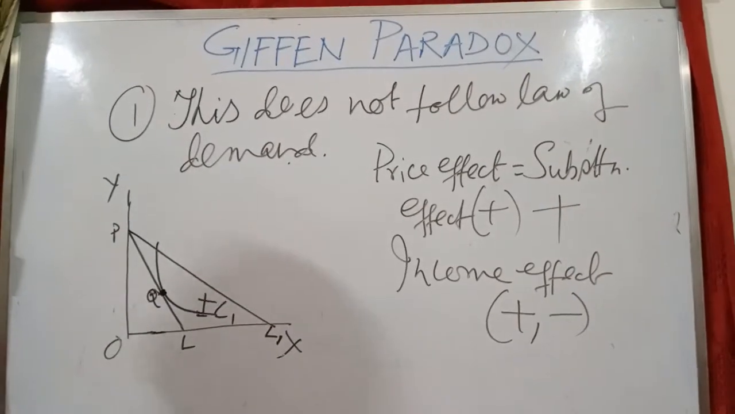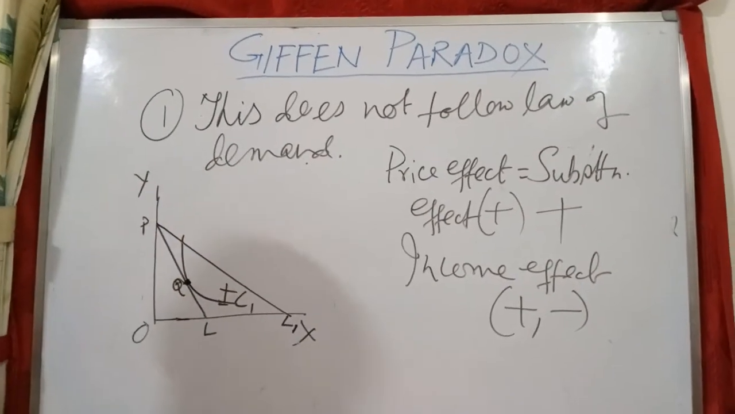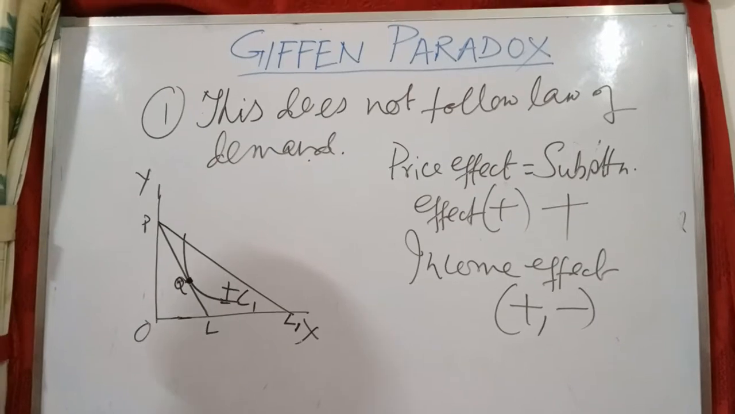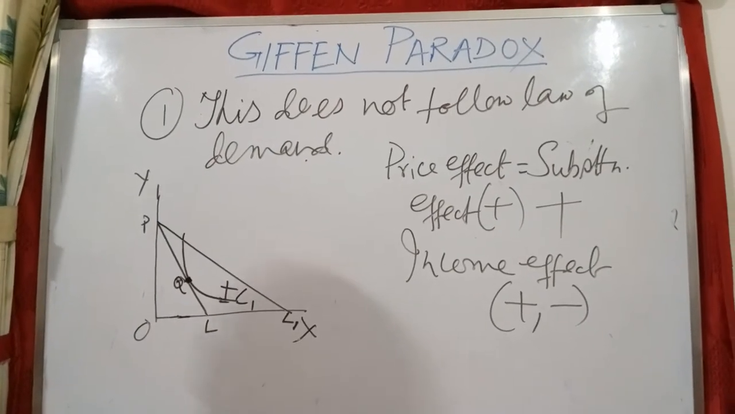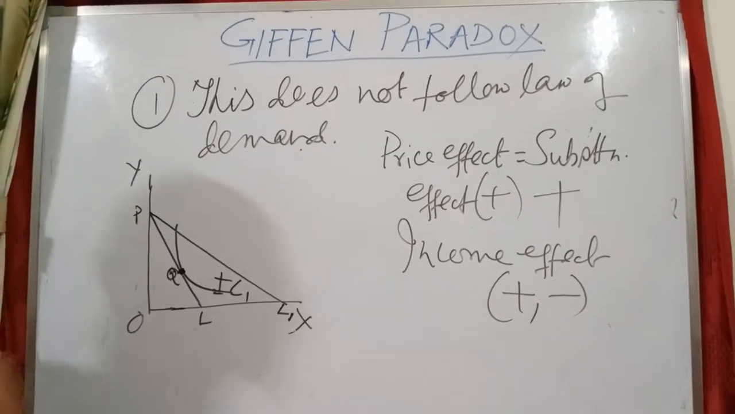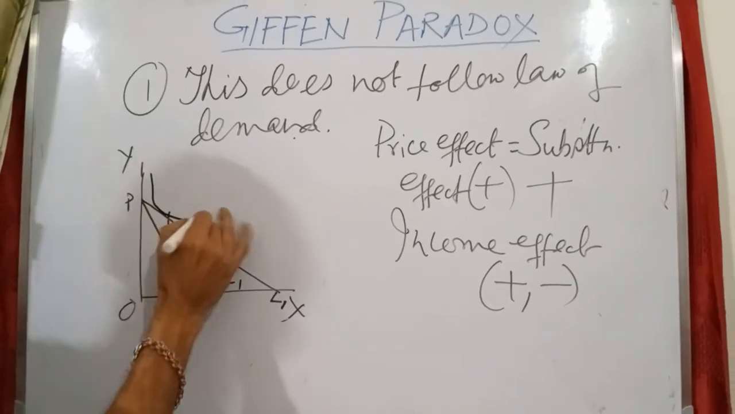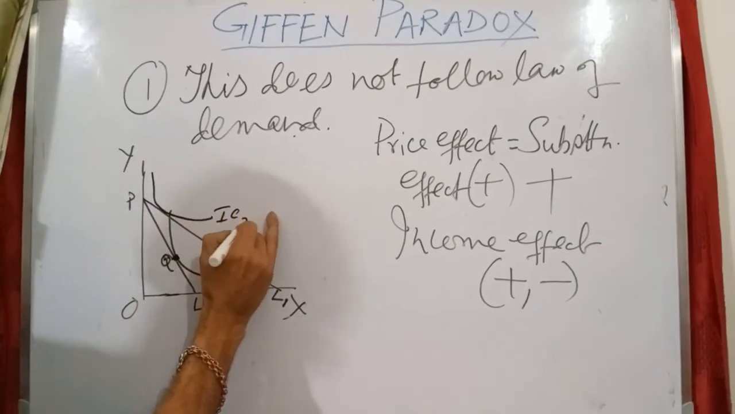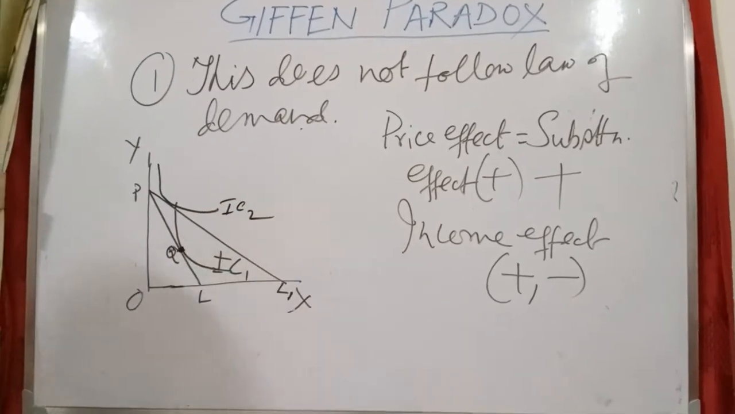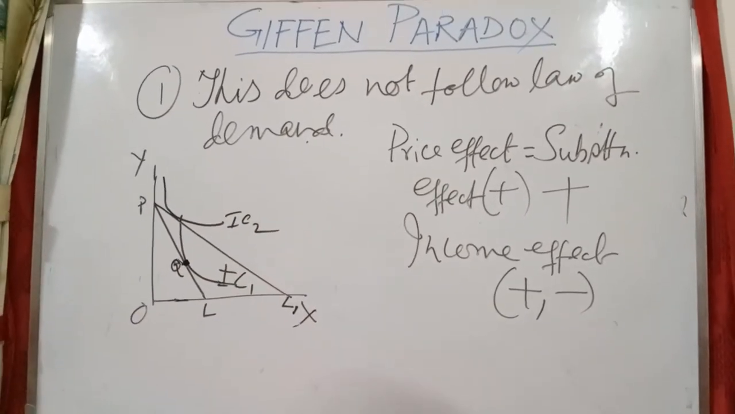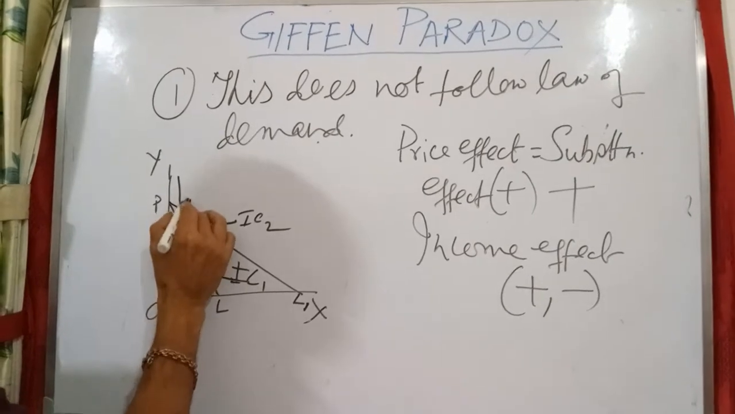Now with this higher real income, the consumer will want to get greater satisfaction, so he will move to a higher indifference curve. See, this is the indifference curve IC2. Let it be point R.